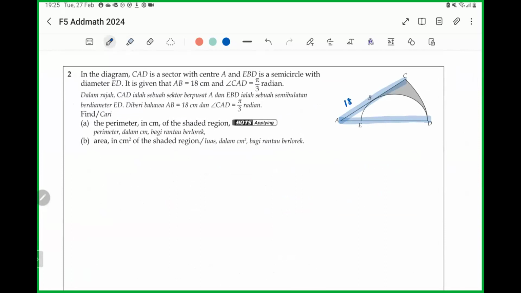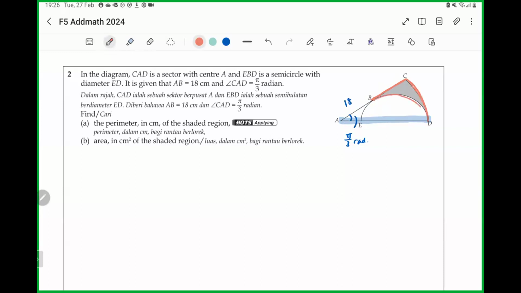And then CAD equals pi over 3 radian. This one I write outside, pi over 3 radian. Then it asks for the perimeter in cm of the shaded region. So in order to find the perimeter of the shaded region, we will need the length of the pink color also, from B to C here. And then CD is the easiest to know. You don't have the radius also.